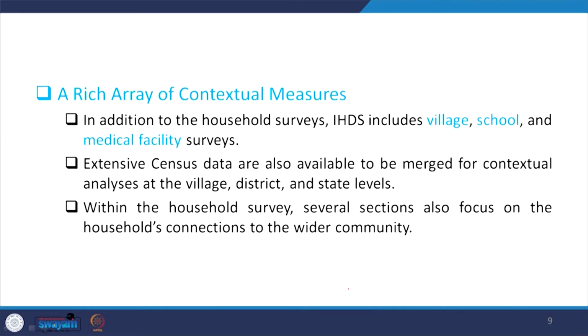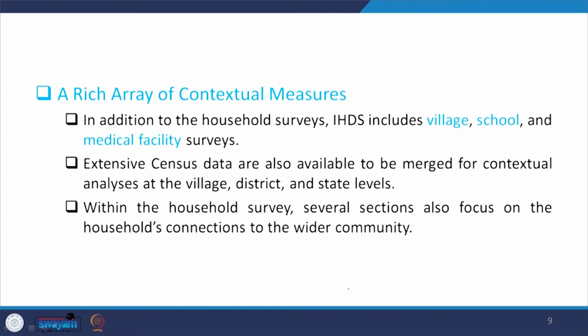I have already discussed it. It is a rich array of contextual measures, because it includes village information, school information, medical facilities, etc. Extensive census data are also available to be merged for contextual analysis at the village, district and state level. Within the household survey, several sections focus on the household's connection to the wider community, to make it more representative as well. Now, what is the sample frame of the IHDS survey?